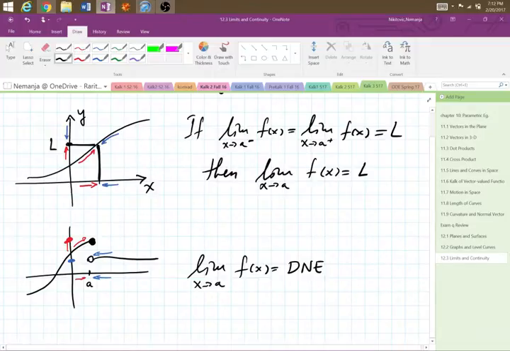Then there was that precise definition, which stated that for every epsilon larger than 0, there exists a delta larger than 0 such that the absolute value of f of x minus L is less than epsilon. So we have that definition.